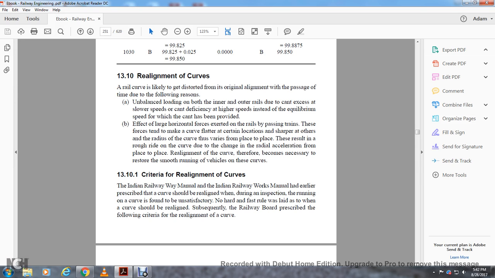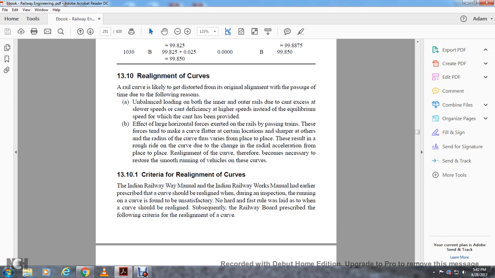Effective large horizontal friction forces are exerted on the rail by the passing train, but these forces tend to make the curve flatter in certain locations and sharper at others. The radius of the curve varies from place to place. The result is a rough ride on the curve due to the change of radial acceleration from place to place. Realignment of the curve therefore becomes necessary to restore the smooth running of vehicles on the curve.